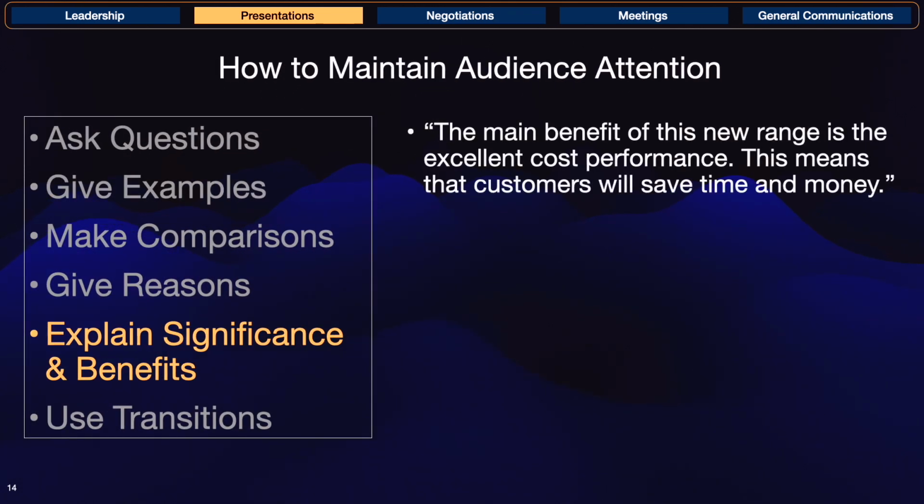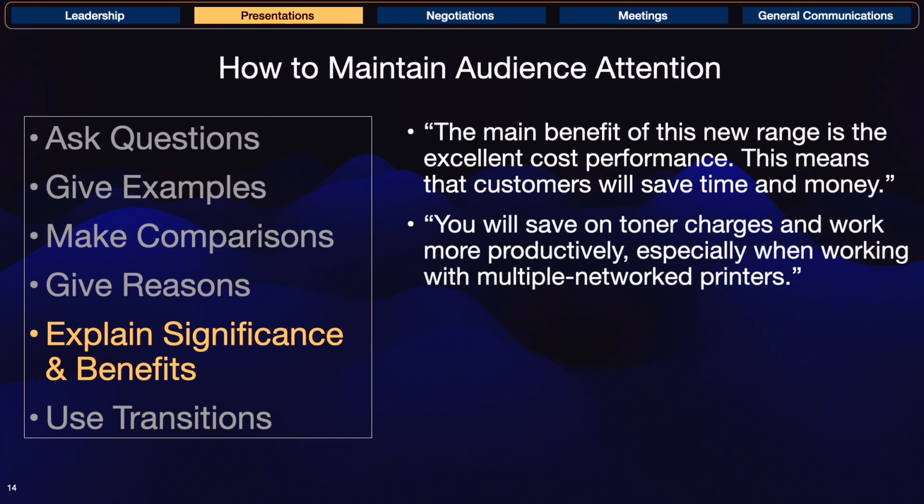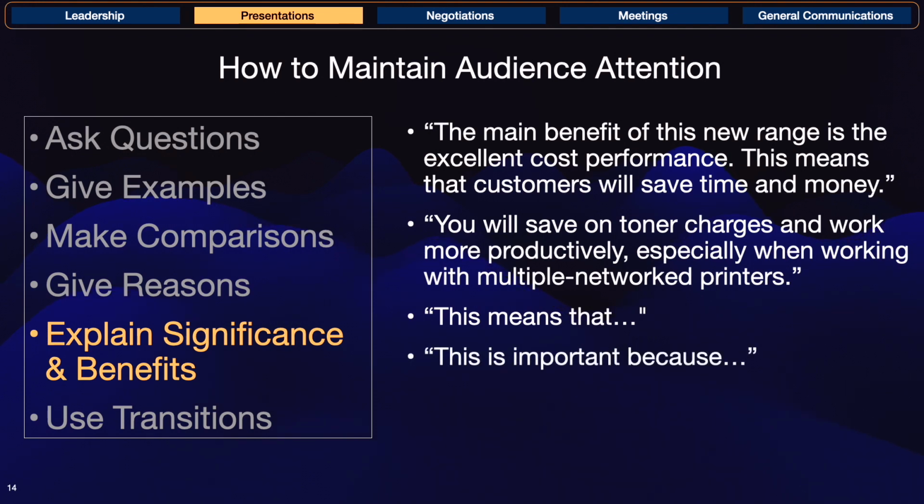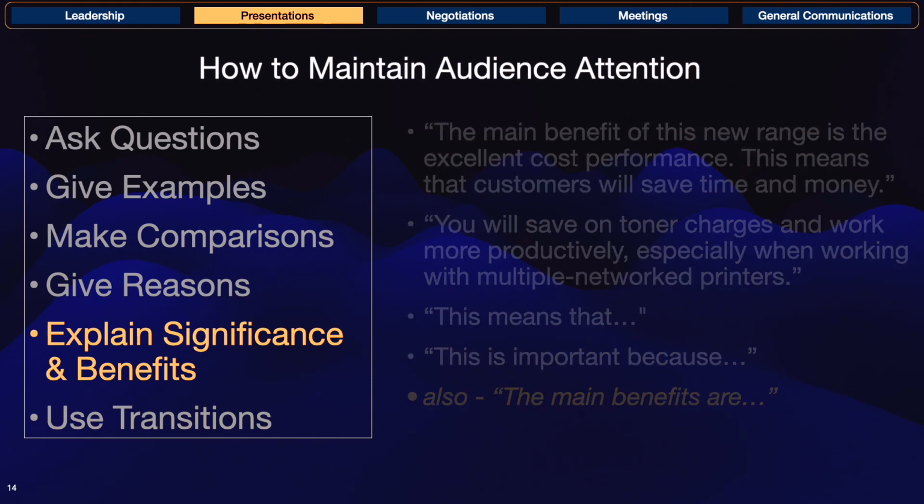Here's the next one, explaining significance and benefits. The main benefit of this new range is the excellent cost performance. This means that customers will save time and money. You will save on toner charges and work more productively, especially when working with multiple network printers. Here's another example. This means that. This is important because.